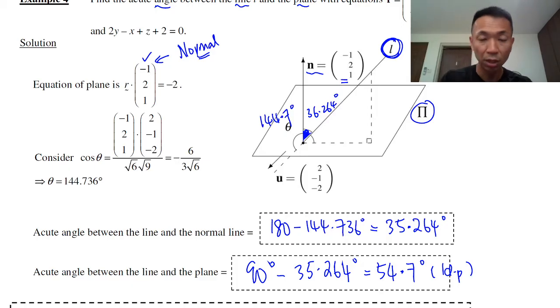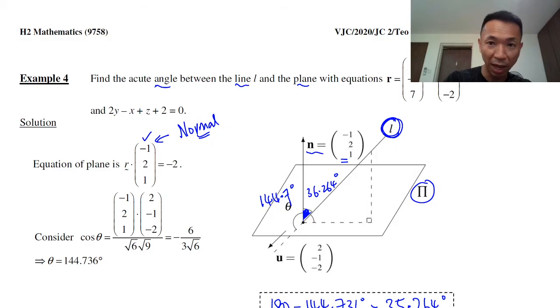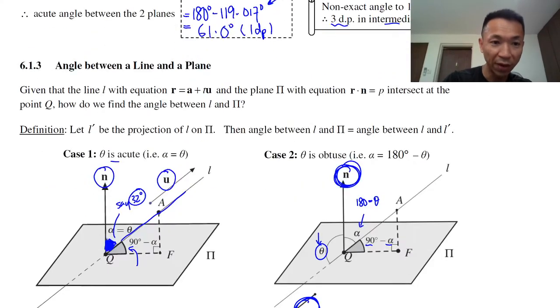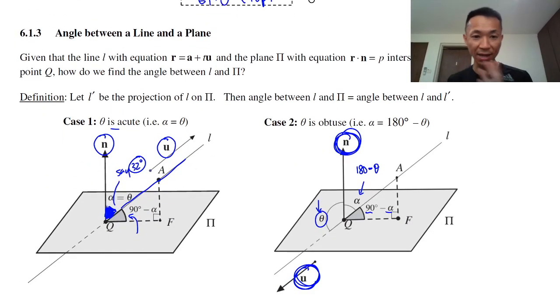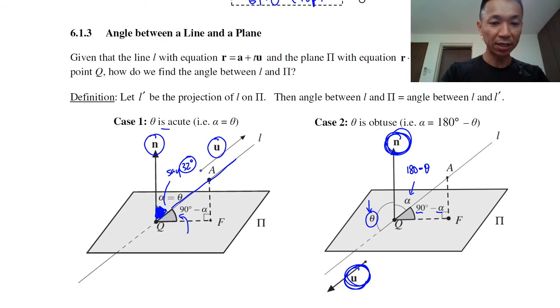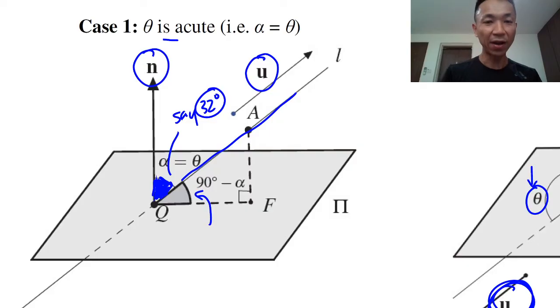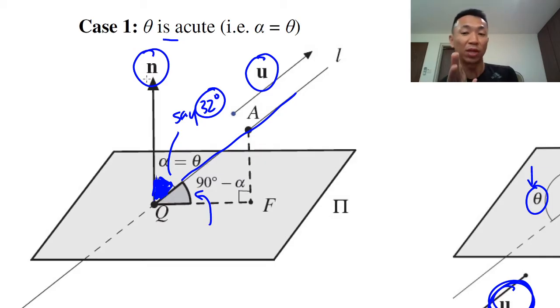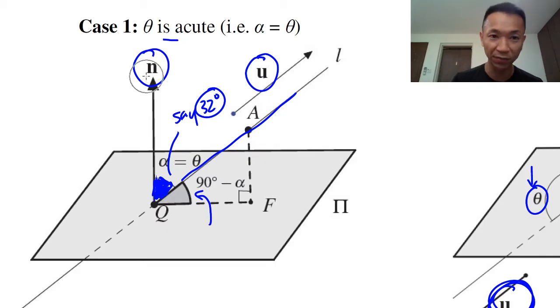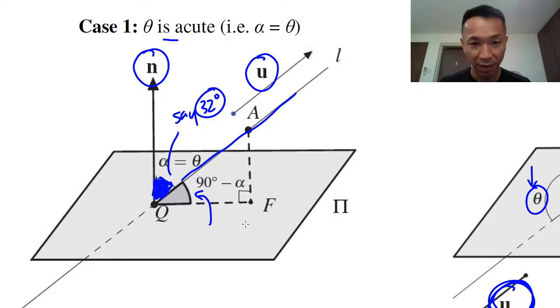All good? Yes. So let's recap one more time. How do we find the angle between a line and a plane? This diagram helps. First, I find the angle between the line and the normal, because the normal is 90 degrees to the plane. So I find the normal first. It's easier. Then, if this angle happens to be acute, well and good. If it's 32, you take 90 minus 32, you're done.